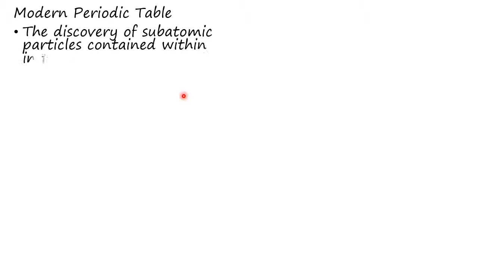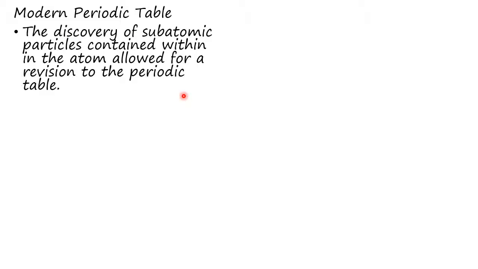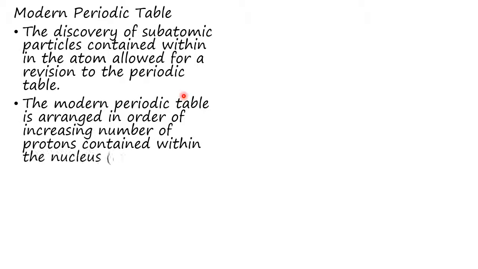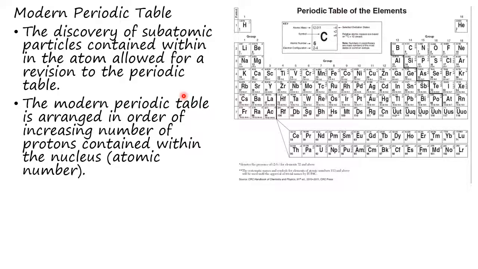So the modern periodic table: the discovery of subatomic particles contained within the atom allowed for a revision of the periodic table, specifically the discovery of the proton. So the modern periodic table is arranged in order of increasing atomic number, or in order of increasing number of protons contained within the nucleus. And so this is the modern periodic table, along with many more elements that Mendeleev did not know of, including the noble gases, due to the fact that they're very unreactive. They're very difficult to witness. So they went undiscovered during Mendeleev's lifetime.